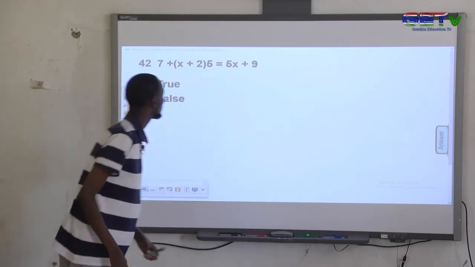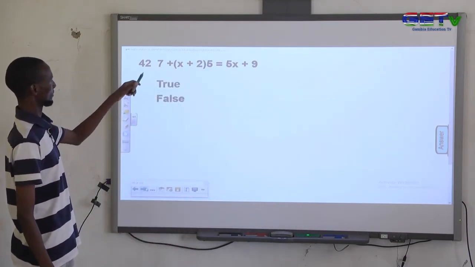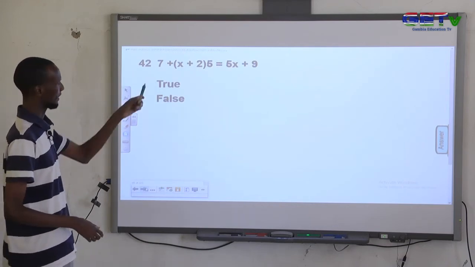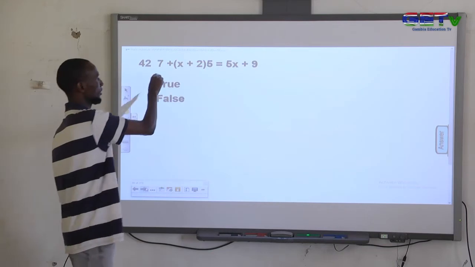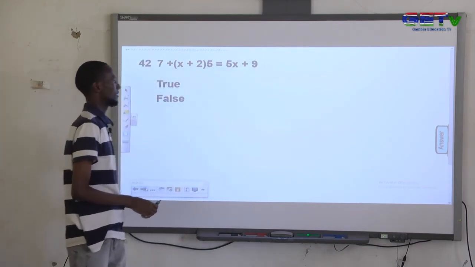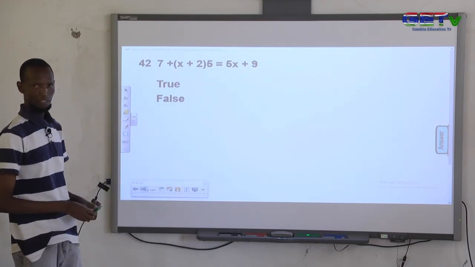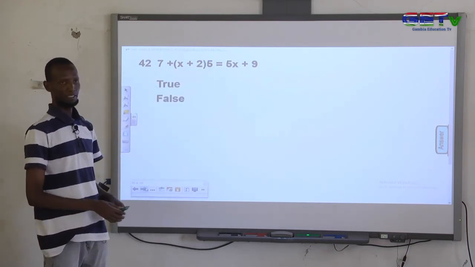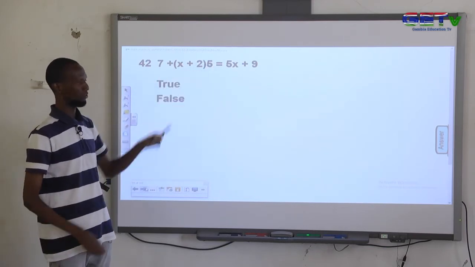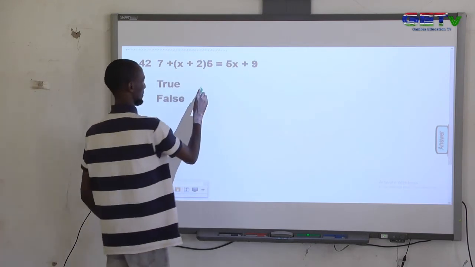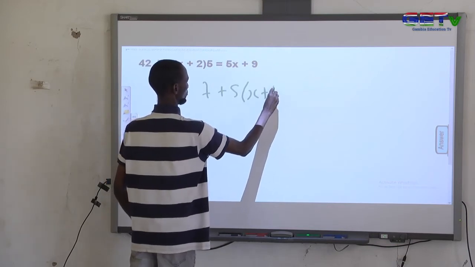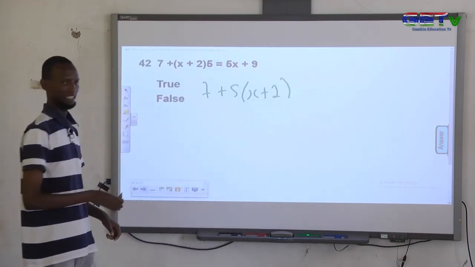Now, how about this one? 7 plus brackets x plus 2 close the brackets, and then there's a 5 outside the brackets. Will that lead you to 5x plus 9? Now, be mindful that the number was put at the back of the bracket, but that is the same as having that 5 in front here. So if this is going to confuse you, rewrite it as 7 plus, bring the 5 in front, into x plus 2. Maybe that makes it easier.